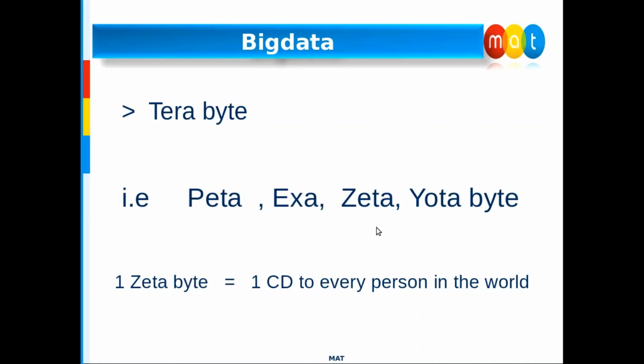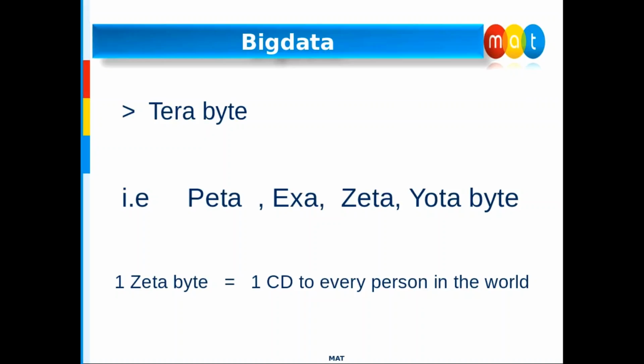See, if I say terabyte, you can estimate that one laptop can take 1 terabyte memory, or 2 terabytes. But how do I understand zettabyte? 1 zettabyte is equivalent to 1 CD to every individual across the globe. If you distribute one CD to every individual, that is equal to 1 zettabyte only.